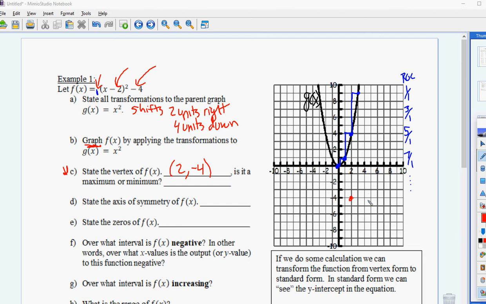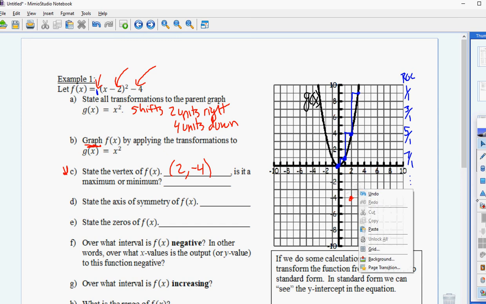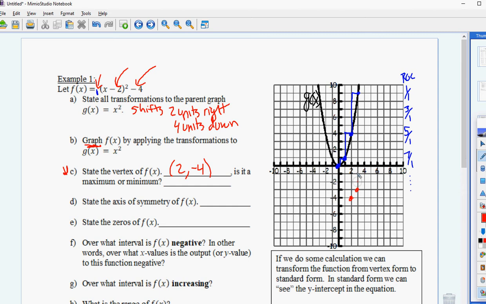So I can easily start at this vertex of 2, -4, go up 1, right 1, and then up 3, right 1, up 5, right 1, up 7, right 1. It's off the graph, but I can get it there. And it is symmetric about the vertex, so I can easily go do the other side.